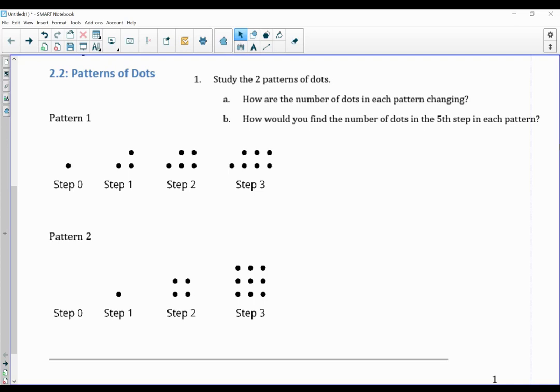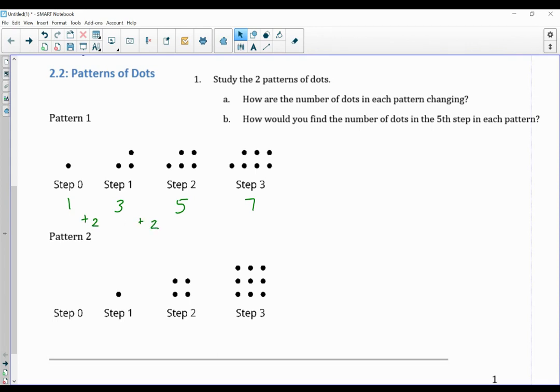All right, so this says study 2 patterns of dots. How are the number of dots in each pattern changing? So if I'm looking at the first one, I see that this one has 1, this one has 3, this one has 5, this one has 7. So it seems like it's going up each time by 2.